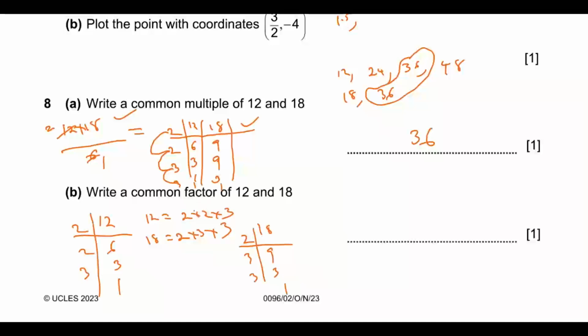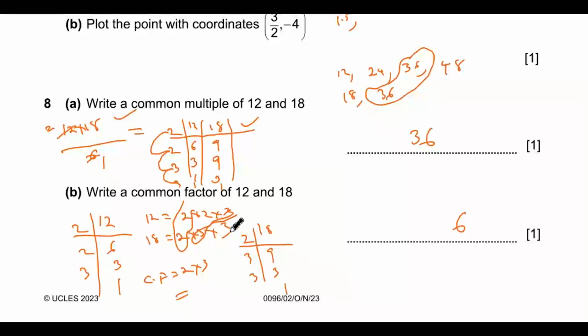So the common factors: 2 is common here, then 3 is also common here. So the common factor will be 2 times 3, and that will be 6. So the common factor is 6. Let's write the answer here. Alternatively, you can use another method by writing out the factors of 12 and 18 respectively.